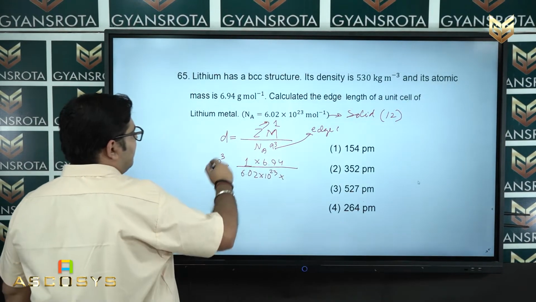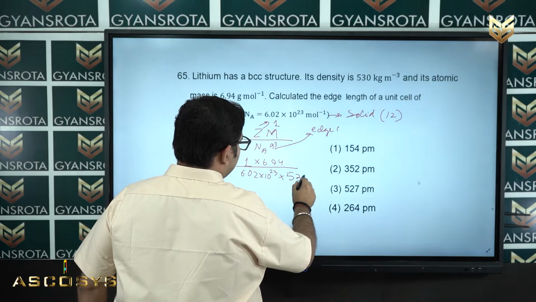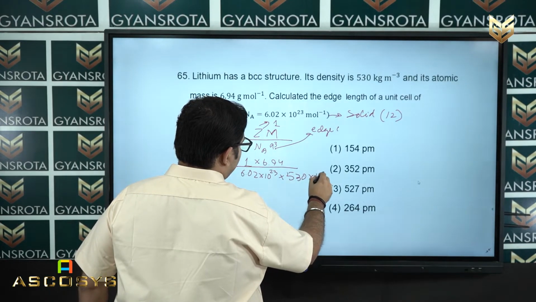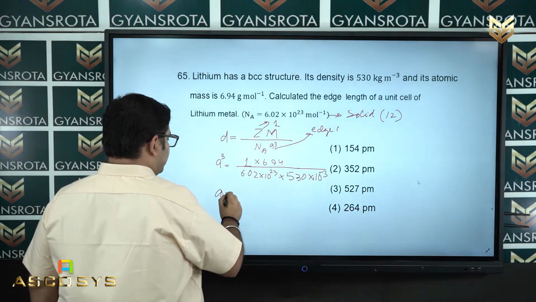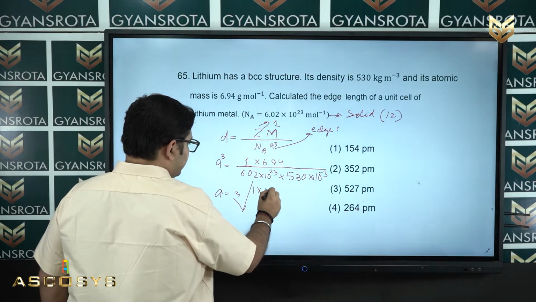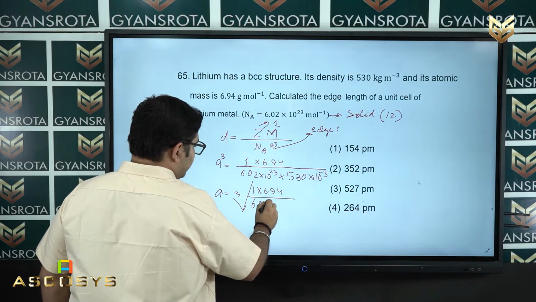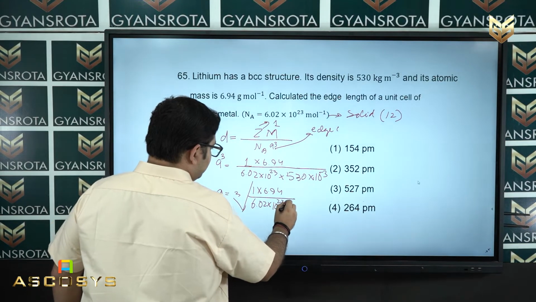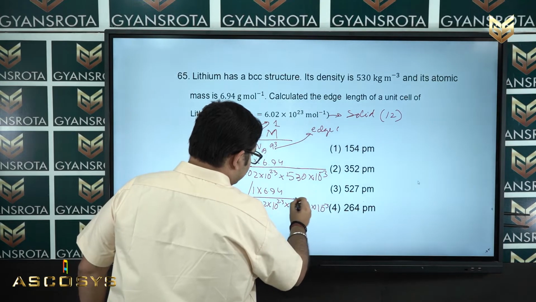What is the value of density? That is 530 kg per meter cube. So we have to convert it into gram, that is 10 to the power minus 3. Now if I am removing this cube part, it will come like this: 1 into 6.94 divided by 6.02 into 10 to the power 23 into 530 into 10 to the power minus 3.